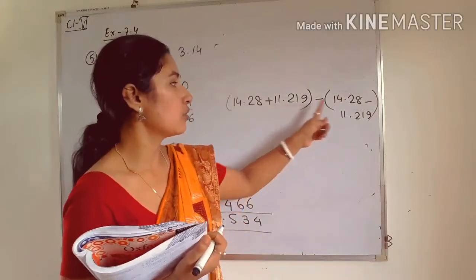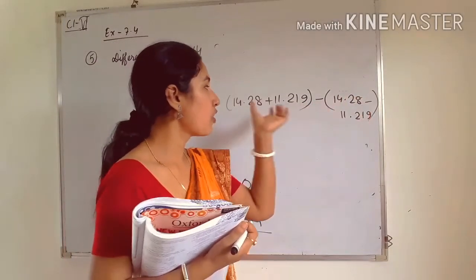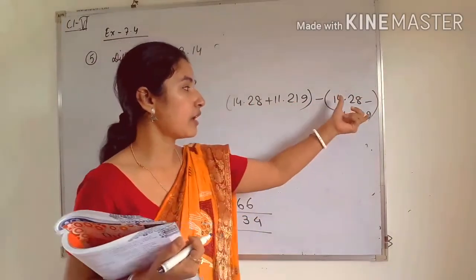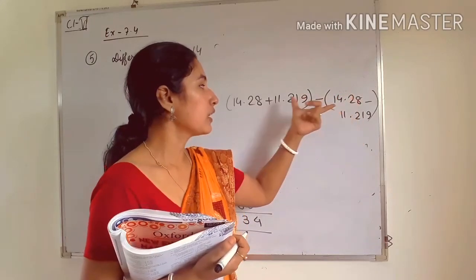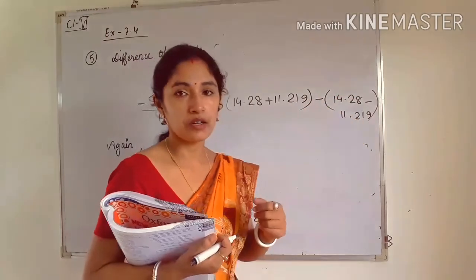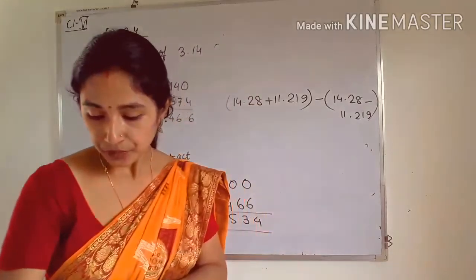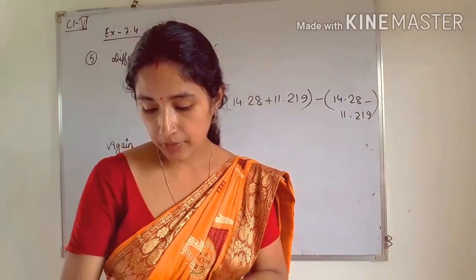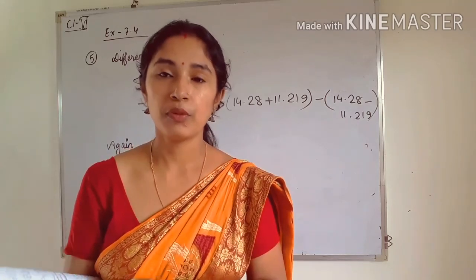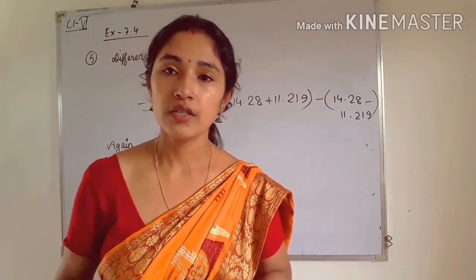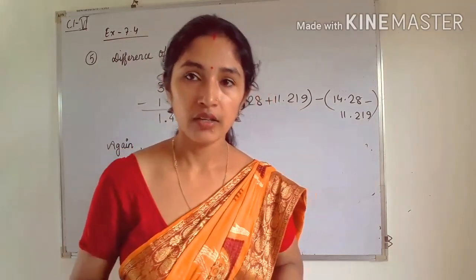You have to put 10 here. So first of all solve the bracket. That means add this number and subtract 11.219 from this number. After getting the two numbers you have to subtract. You have to find the difference again. The same applies to question number 7. So again you have to do the same thing. So please students, try to do the questions and share with me. Okay, thank you.